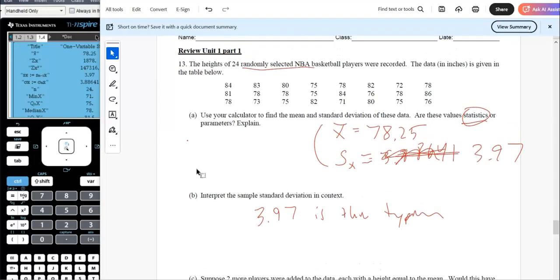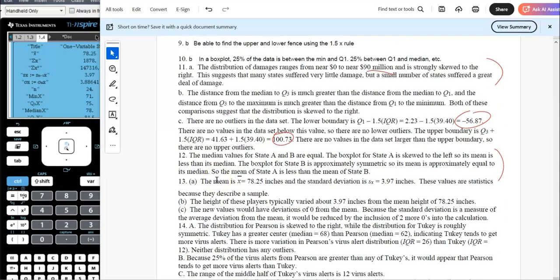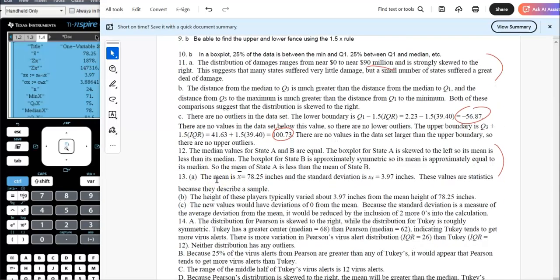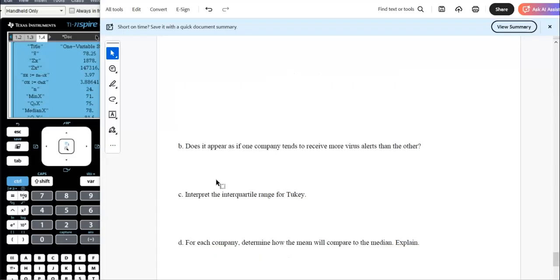Typical distance from the mean height of NBA players. Let's see what they said for 13B. The height of the players typically varied by about 3.97 inches from the mean height, and they even mentioned that 78.25 is the mean.